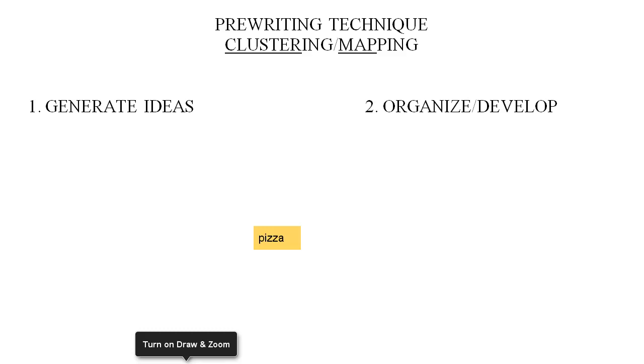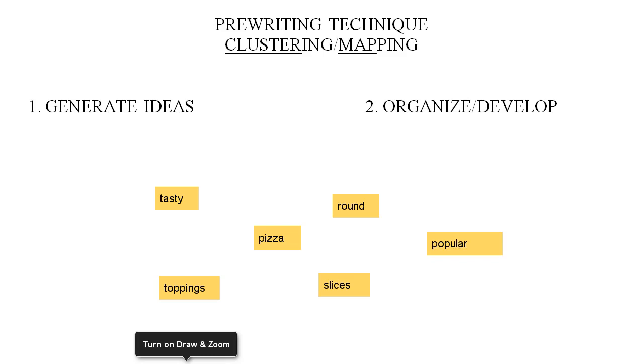But what do I want to say about pizza? What information can I give my reader about pizza to show that it is indeed the best food? Well, I can start by considering what I know about pizza. I know that pizza is round, and I know that it's tasty, and I know that it comes in slices, and that it has different toppings. I can also say that it's popular, and as I keep thinking, I can imagine that it's usually delivered.